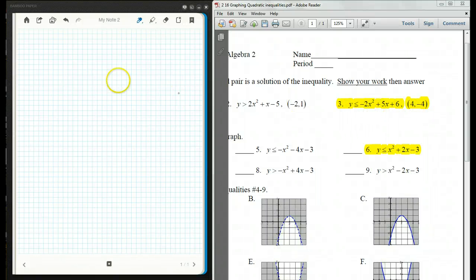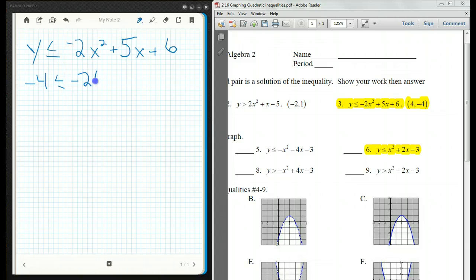Okay, we're going to take a look at our graphing inequalities worksheet from the other day. We're going to look at number 3 first. I've got the equation here. I'm subbing in for -4. So I sub in -4 for y, I sub in +4 where both x's are, and then I simply calculate it. Let's put it all in my calculator.